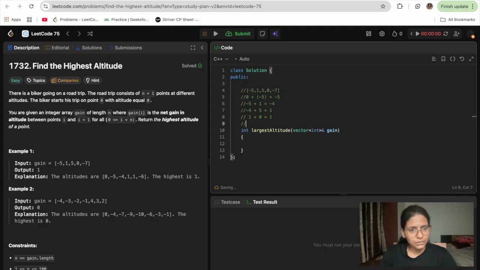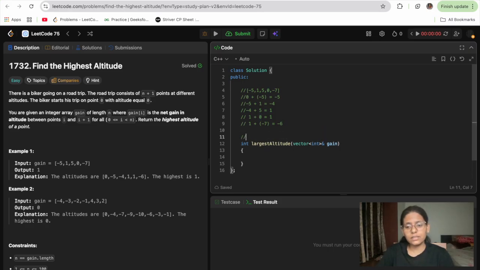Then the next point is -7. Again I went down by 7, so 1 plus -7 is equal to -6. And from all these heights, 0 which was the initial height, including 0, -5, -4, 1, 1, -6, the highest is 1. So our answer will be 1. That's the answer, and that's what the question is saying.